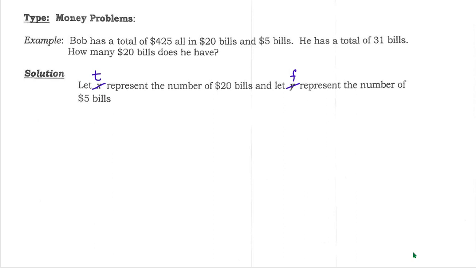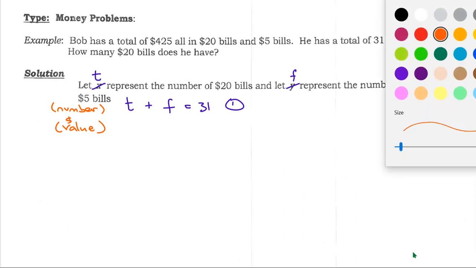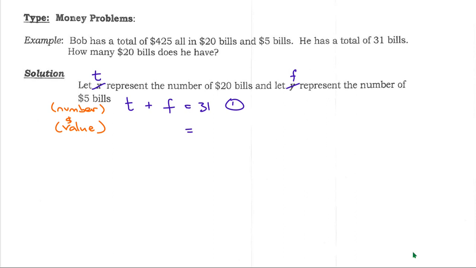So we know that the number of $20 bills plus the number of $5 bills, that's 31. That equation had to do with the number of bills. So I'm just going to put that over here. But now the next equation is going to have to do with the dollar value of the bills. We know that there is a total dollar value of $425. So how do we fill in the rest?